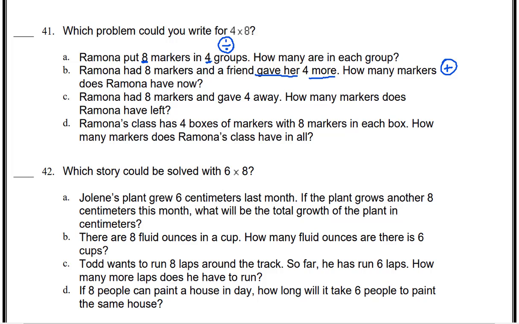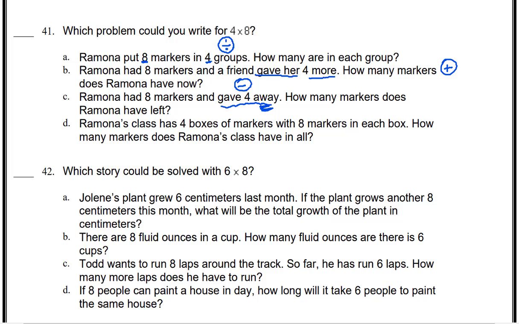Okay, the next one. Romana had 8 markers and gave 4 away. How many markers does Romana have left? This is minus. Yes, this is minus because when you give something away, you throw it or you don't need it, so the number with you will go down. Great. The last one.